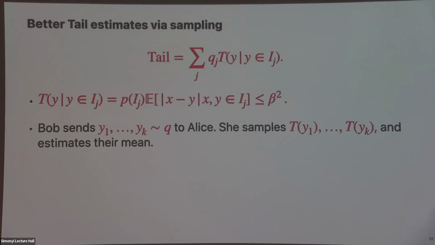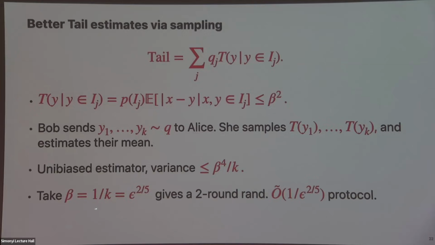Okay. So now again, Bob will sample k times and send these samples to Alice. She will in turn sample this tail variable ty1 through tyk. She'll estimate their mean. And now because we have a beta squared bound, that translates into a bound of beta raised to 4 over k in terms of the variance. We want to make this at most epsilon squared. So again, there's a nice symmetric setting of parameters, which ends up spitting out this rather strange number.